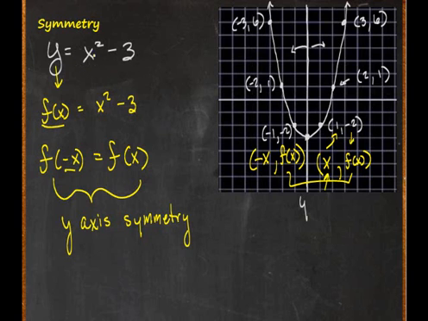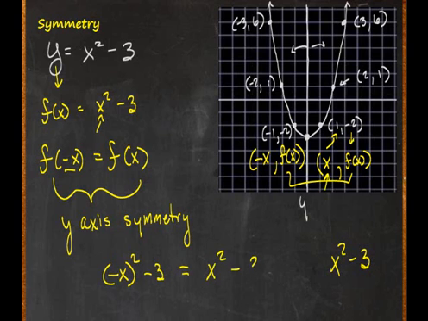Here we have our f of x, so we already know what that is. We have x squared minus 3. If we plugged in a negative x right there, we would have negative x squared minus 3, which is equal to, well, when you square a negative, you get a positive, so that would be positive x squared minus 3, which equals, so this is my f of negative x, and it equals f of x. And therefore this graph is symmetric to the y-axis.